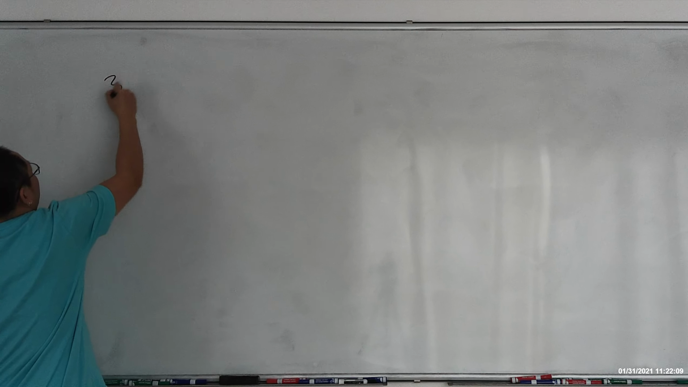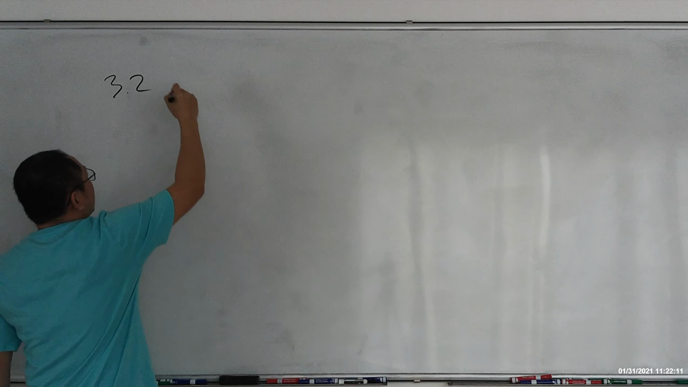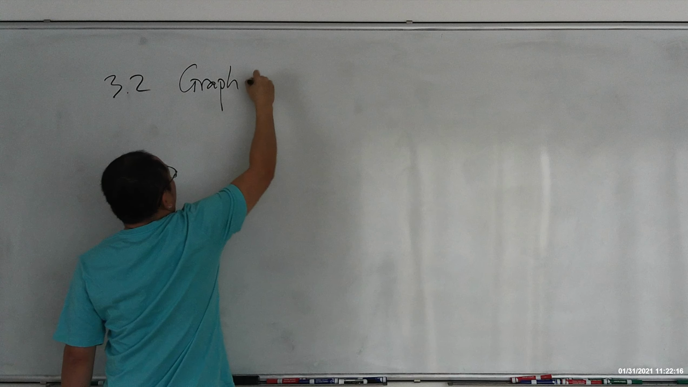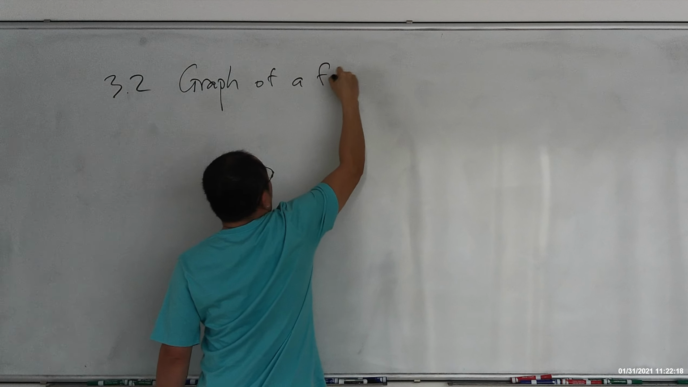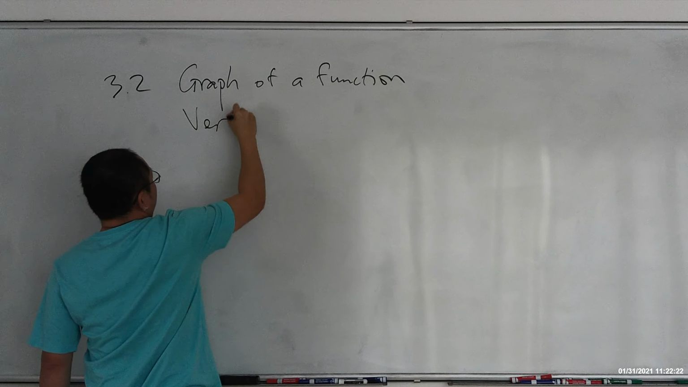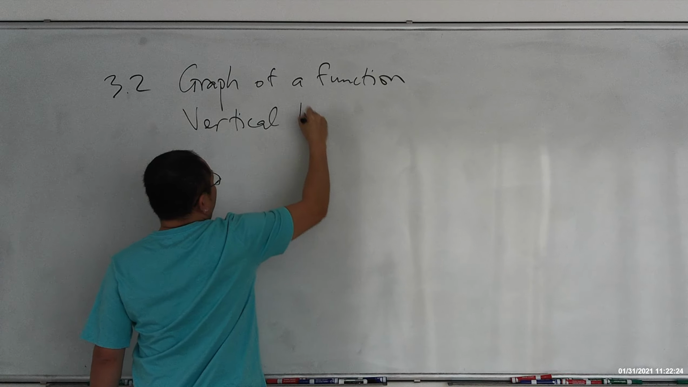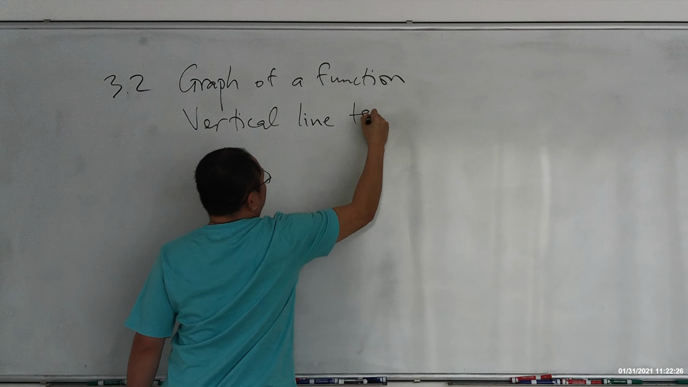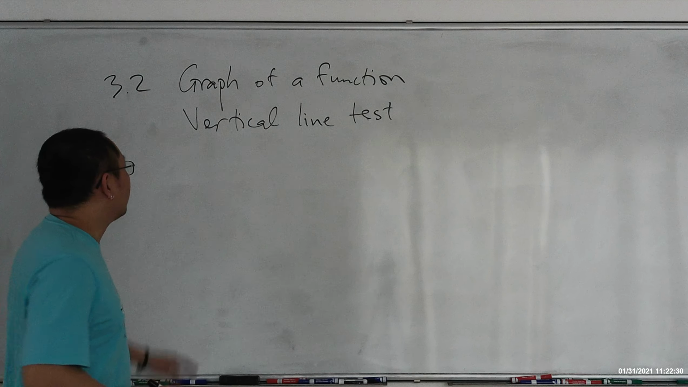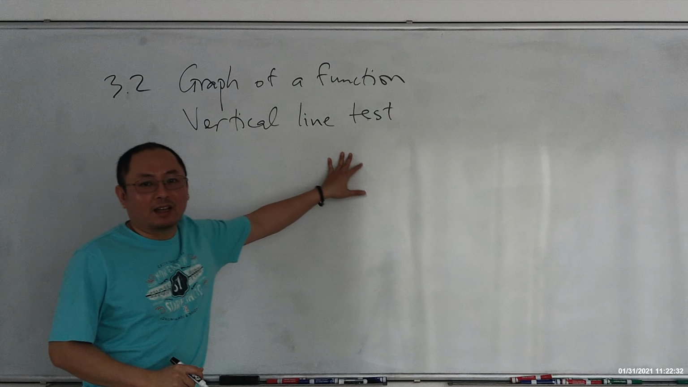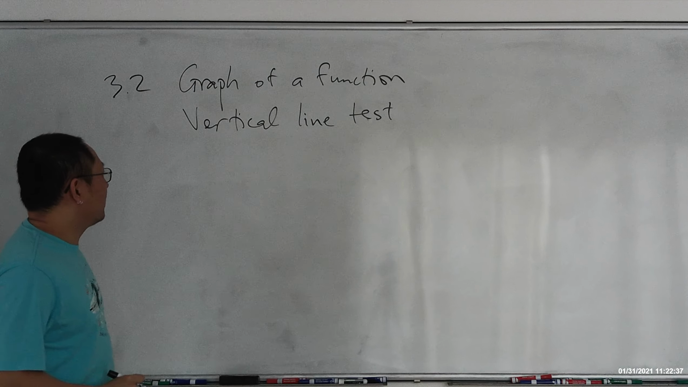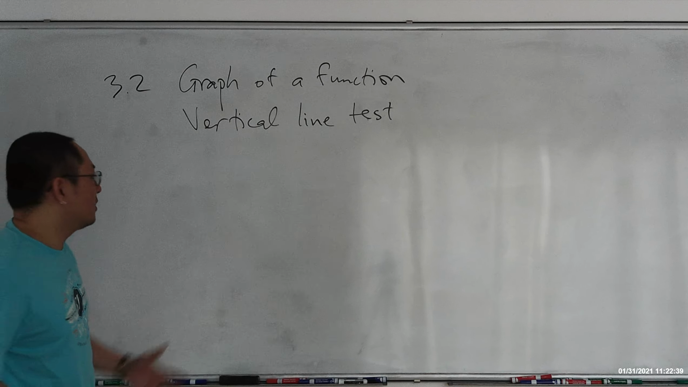So basically 3.2 was talking about two things: the graph of a function and the vertical line test. Somehow I thought it was in 3.1, so I covered the portion on the vertical line test in 3.1, so it's a good chance to recall.